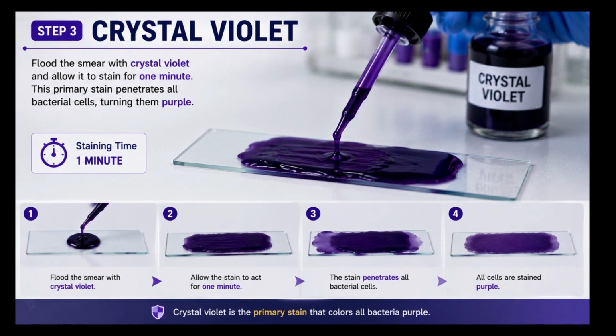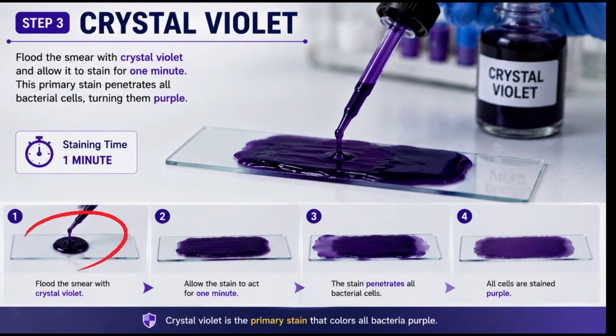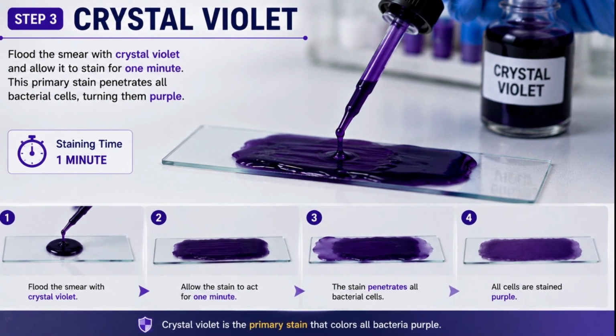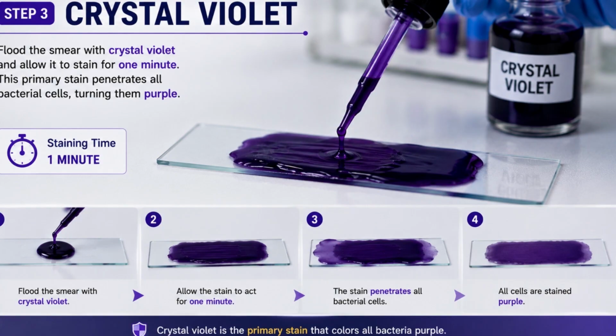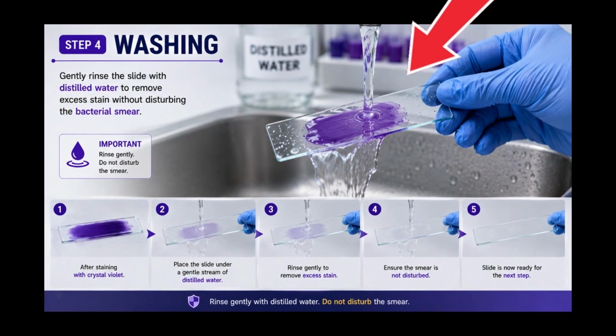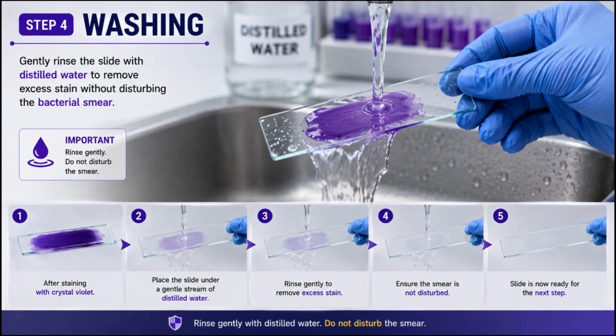Step 3. Primary staining with crystal violet. Flood the smear completely with crystal violet. Allow the stain to remain on the slide for approximately 1 minute. Crystal violet penetrates all bacterial cells, staining them purple. After 1 minute, gently rinse the slide with distilled water to remove excess stain.